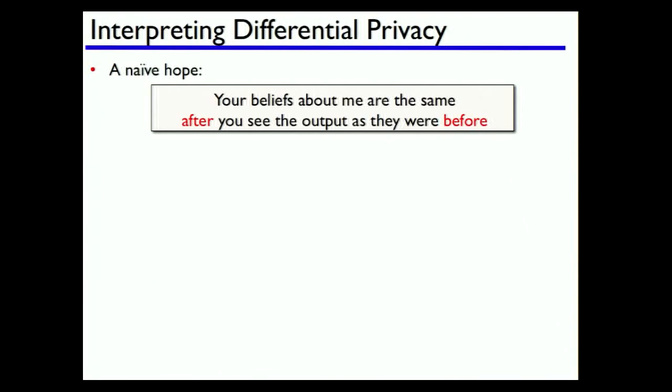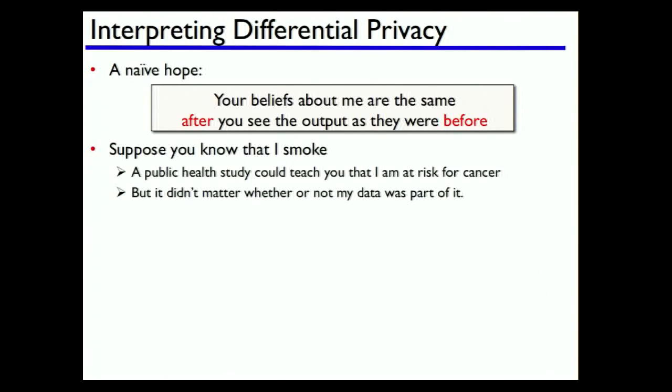We're in the line of work of trying to interpret the definition. It would be nice to have something along the lines of what we have with, say, semantic security of encryption, where we could say that if you're the adversary who's looking at the outputs of the system, your beliefs about me are the same after you see the output as they were before you saw the output. So you've really learned nothing about me. Unfortunately, that's very hard to achieve.